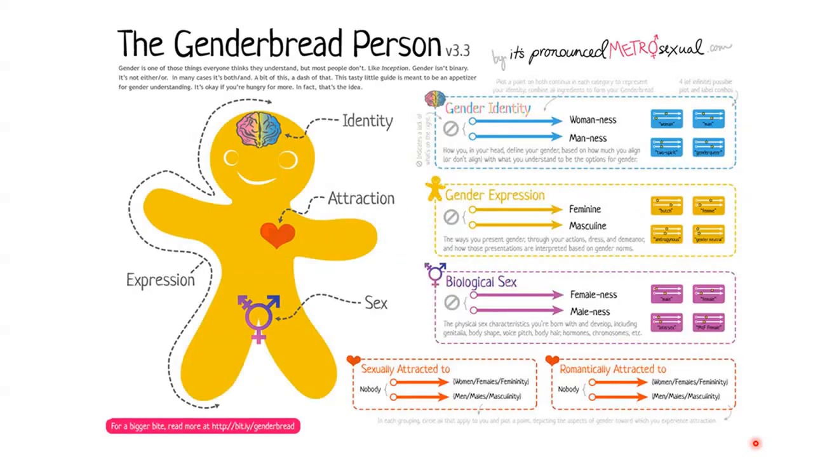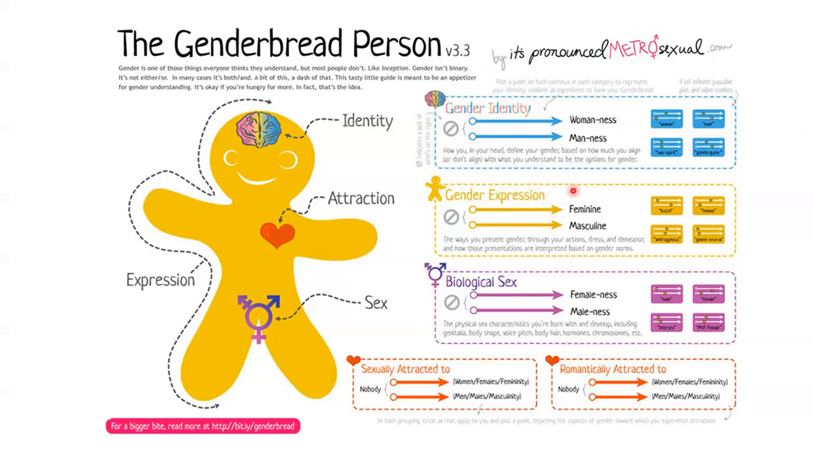Here we have the genderbread person. This is an image created by Sam Killerman, who's an educator, author, and illustrator on all things gender. Why I wanted to start this series of lectures with this image is that I want to acknowledge that gender is a really broad term that can mean a lot of different things and be interpreted in many ways. For example, and I may butcher some of this terminology, and for that I apologise, but we can have gender identity. This relates to your own personal experience and how you define your gender.